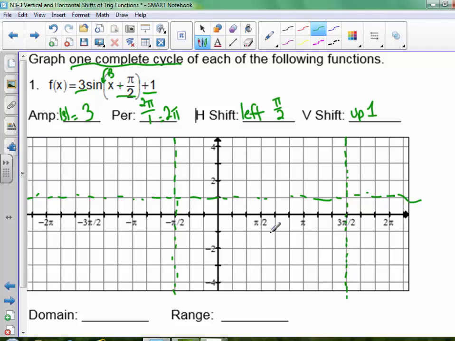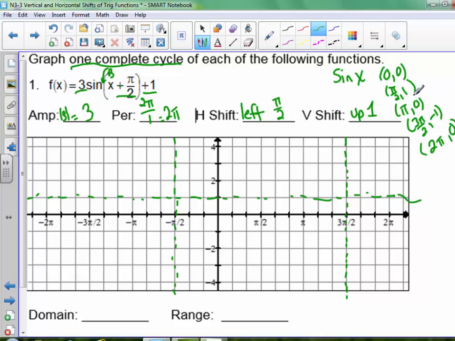All right, now we want to think back to, where did sine begin? Sine of x, and you can look back at your previous notes, was at the origin at 0, 0, and then it went to pi over 2, 1. Pi was back at 0. 3 pi over 2 was at -1. And then finally 2 pi was back at 0.